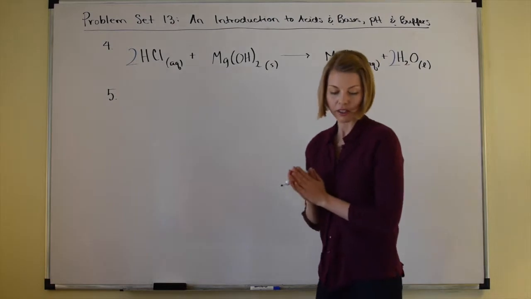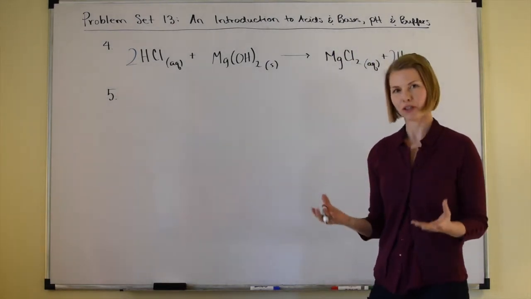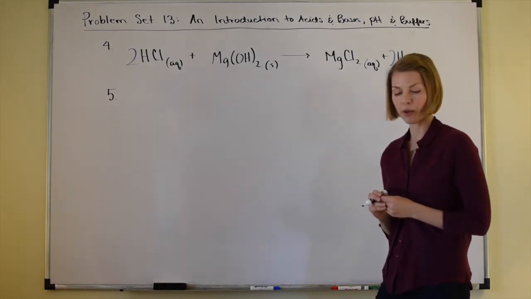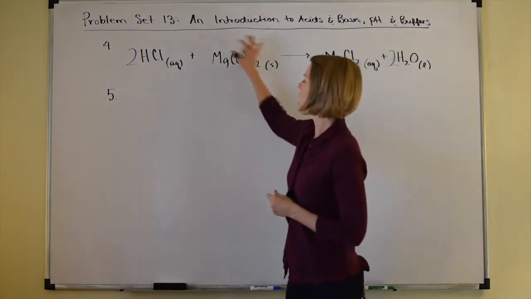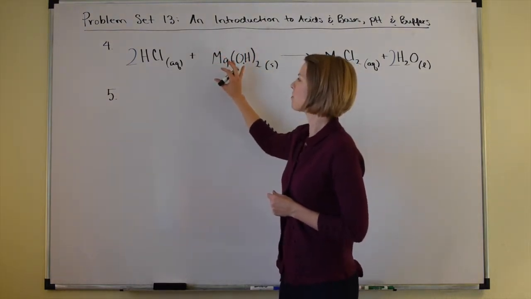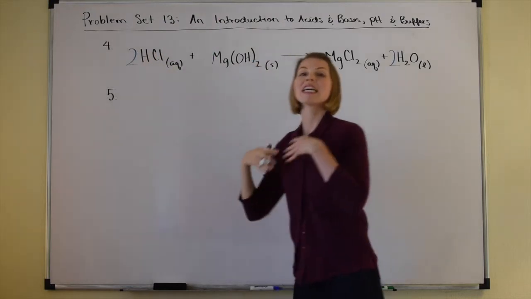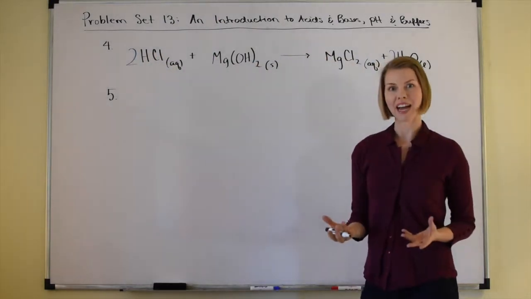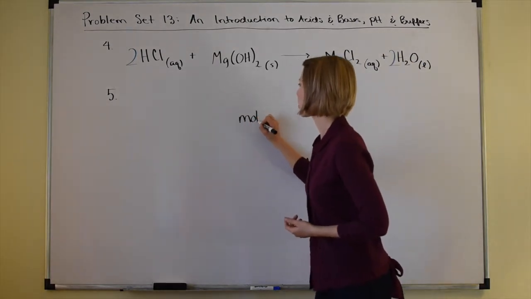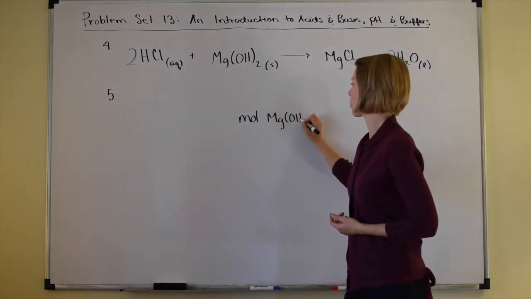Okay, so we are trying to do a stoichiometry problem here. We are trying to convert between quantity of this reactant here, magnesium hydroxide, and figure out what quantity of the other reactant is going to react. Okay, so clearly we're going to need to go through the mole ratio.